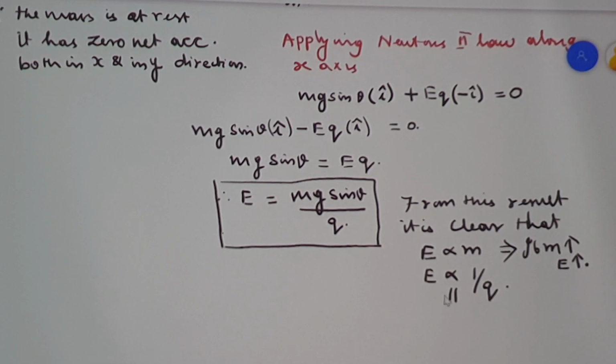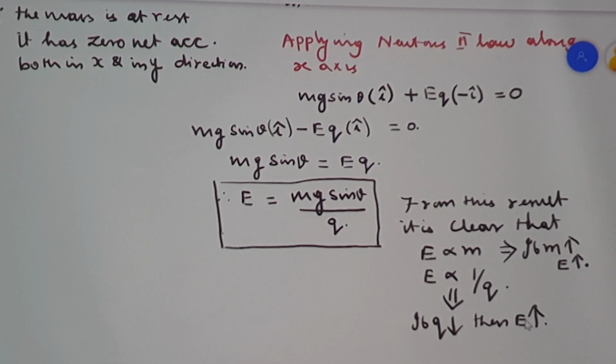Similarly, from this what you can write? If the charge Q decreases, then the electrical field E increases, which indicates that electrical field and charge are inversely proportional. If Q increases, then the electrical field is found to decrease.